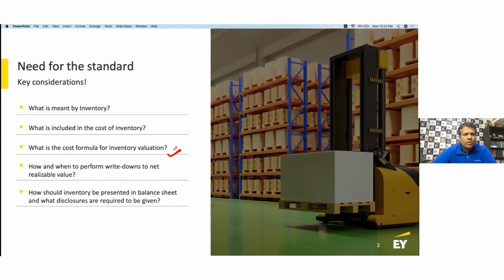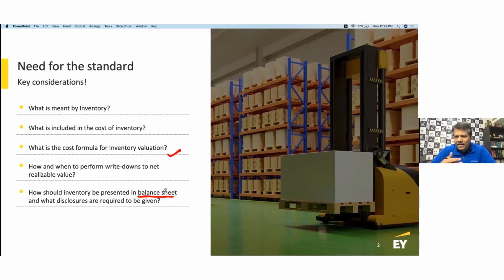How should inventory be presented in the balance sheet, and what disclosures are required to be given? So how do we present this? It's a balance sheet item, right? It gets recorded, and then, if it is manufactured, sold during the year, or purchased or sold, it moves to the P&L. But if it is there at the end of the quarter or any reporting period end, it is to be presented in the balance sheet.